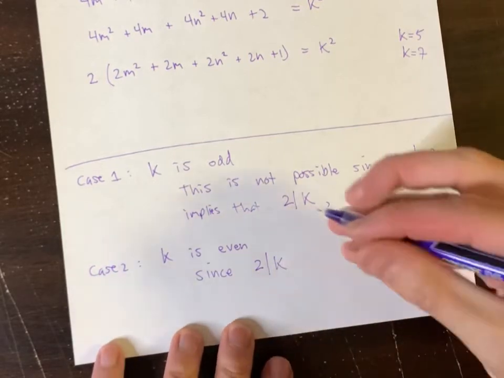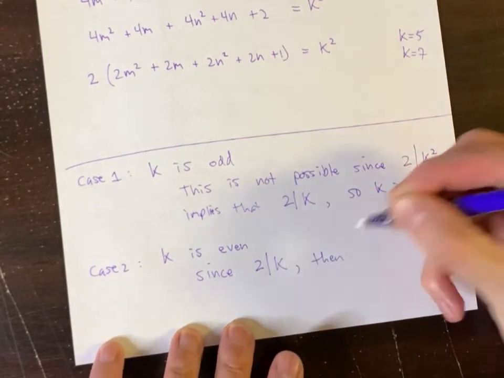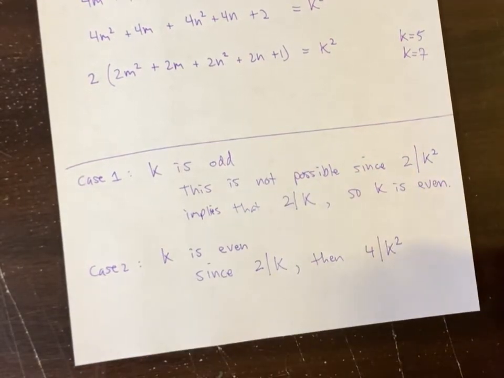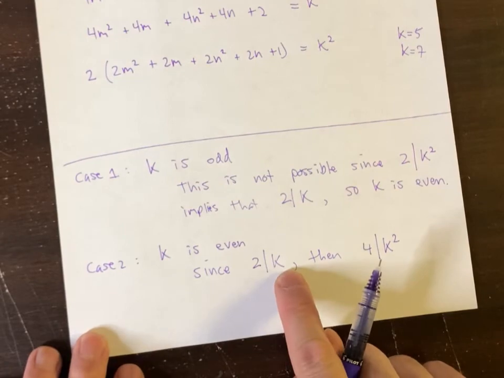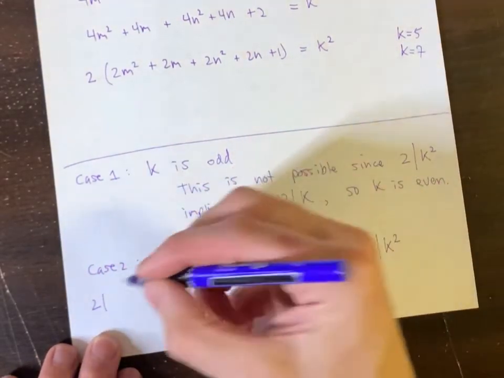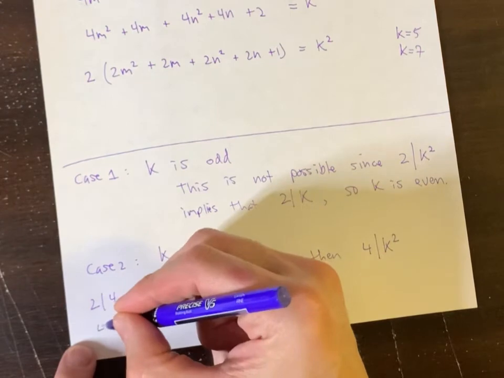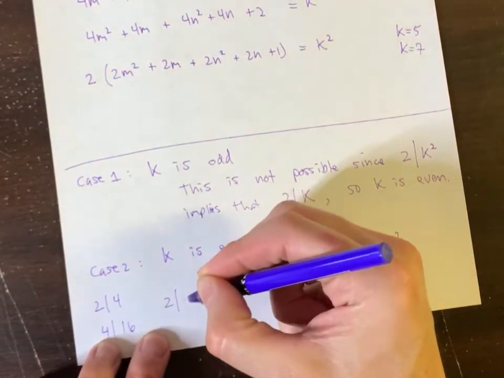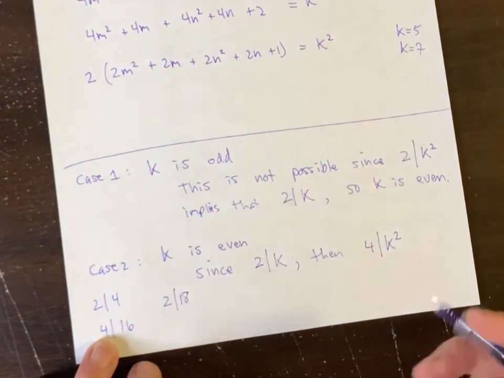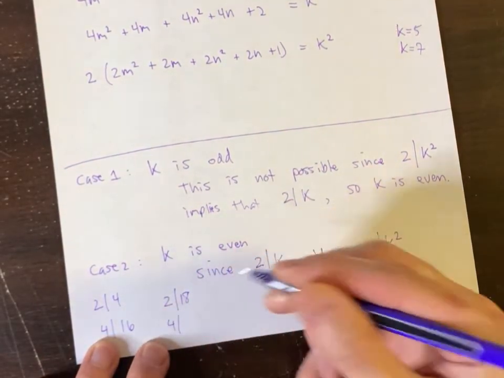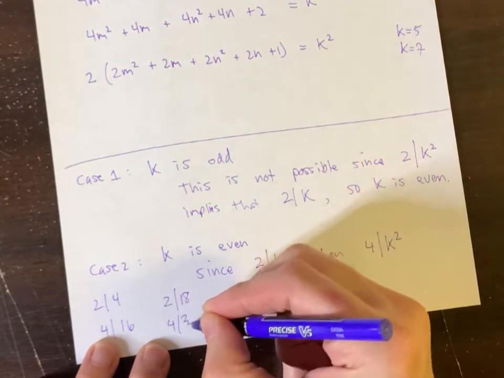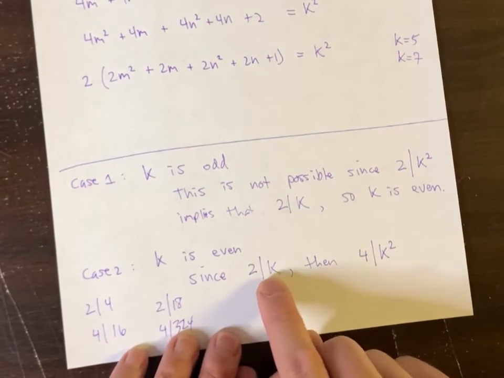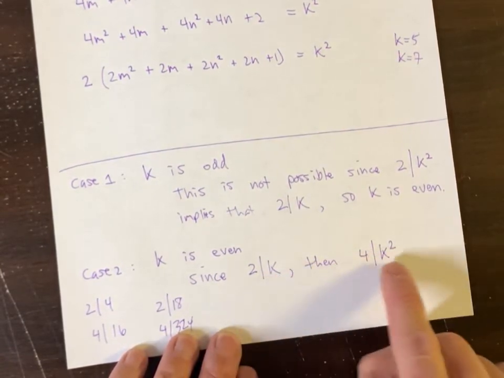Now, since 2 divides k, that means that 4 should divide the square of k. Like, for instance, think of an even number. 2 divides 4. If I square 2, that means 4 divides the square of 4, which is 16. Here's another example. 2 divides, let's say, 18. And that means that the square of 2, which is 4, is going to divide the square of 18, which is 324, and so on and so forth. That's true. So if 2 divides a number, then the square of 2 divides the square of that number.